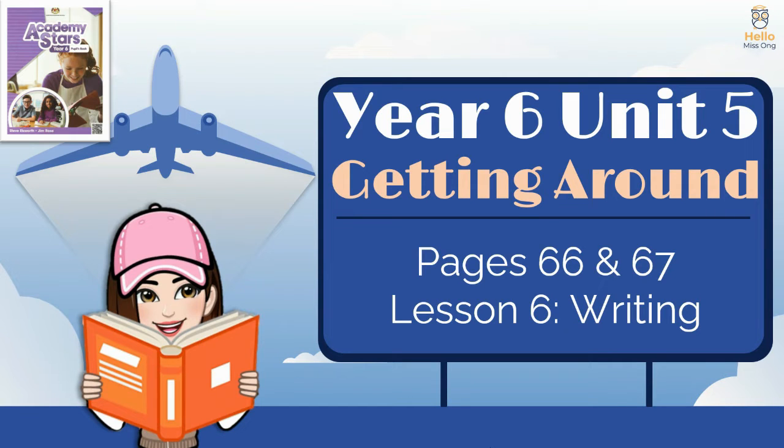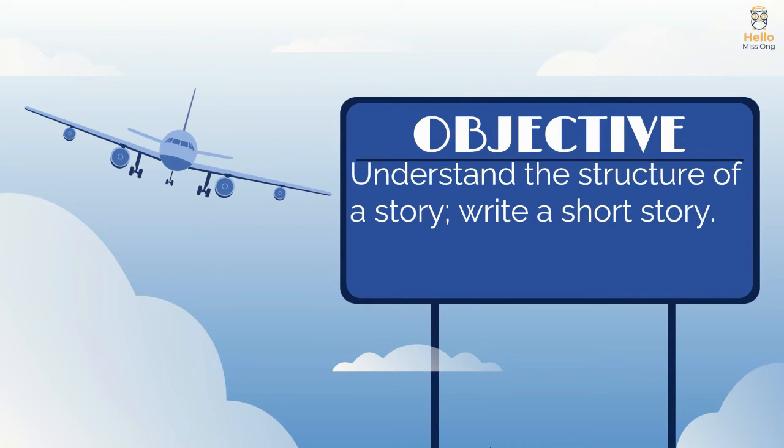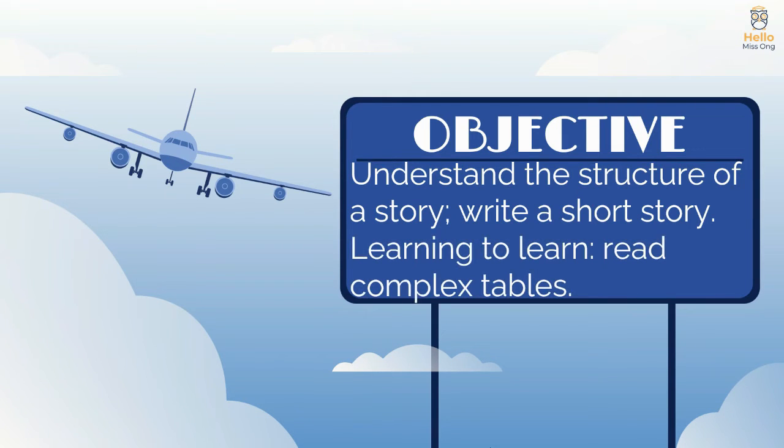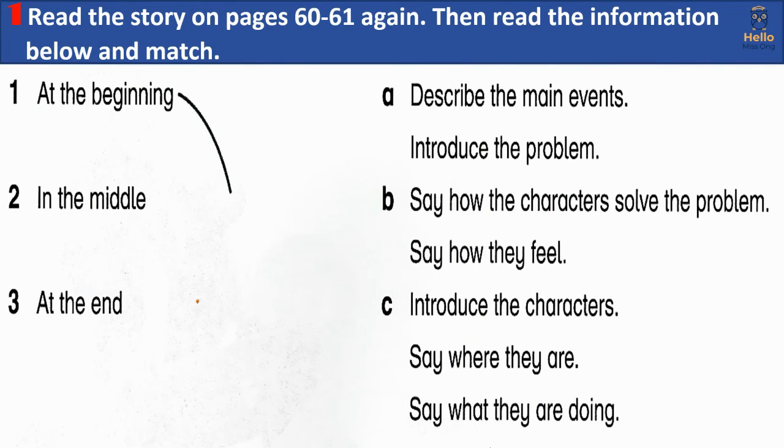Unit 5, Lesson 6, Writing. Objective: I can understand the structure of a story and write a short story. Learning to learn. Read complex tables. Activity 1. Read the story on pages 60 to 61 again. Then read the information below and match.